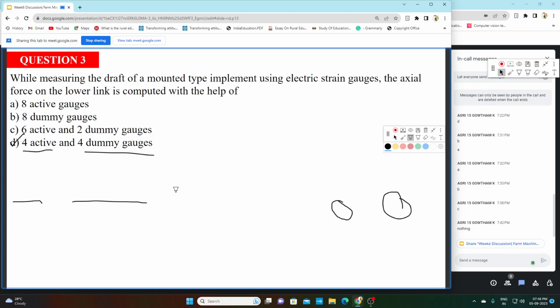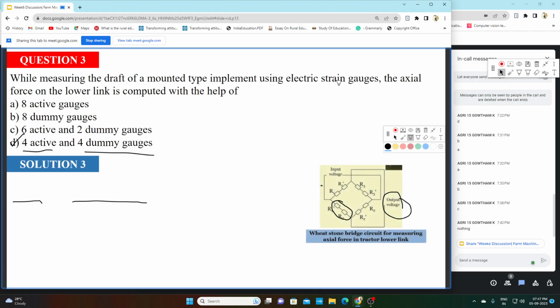Okay. Now the third question is, while measuring the draft of a mounted type implement using electrical strain gauges, the axial force on the lower link is computed with the help of the axial force, that means tensile force. In the bottom lower links we are experiencing tensile force, and in the top link we are experiencing compressive force. So axial force means tensile force. Now the axial force on the lower link is computed with the help of a Wheatstone bridge, right?